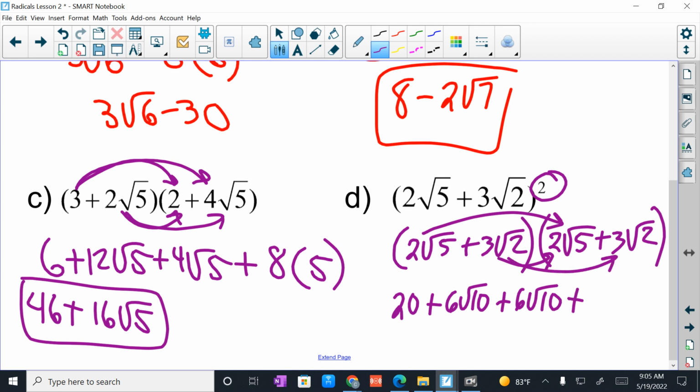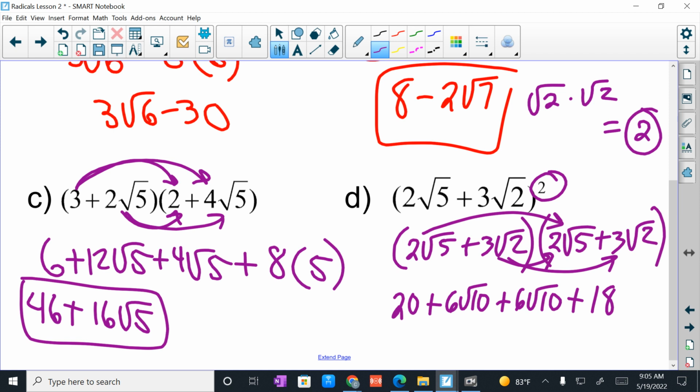Take your time. What's 3 times 3? 9. And what's square root of 2 times square root of 2? 2. So what's 9 times 2? 18. Square root of 2 times square root of 2 is square root of 4, which equals 2. But remember, we just learned this: square root of 2 times square root of 2 will equal 2.